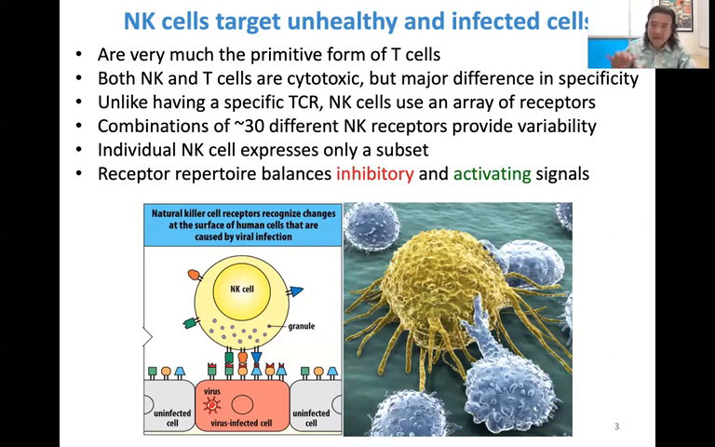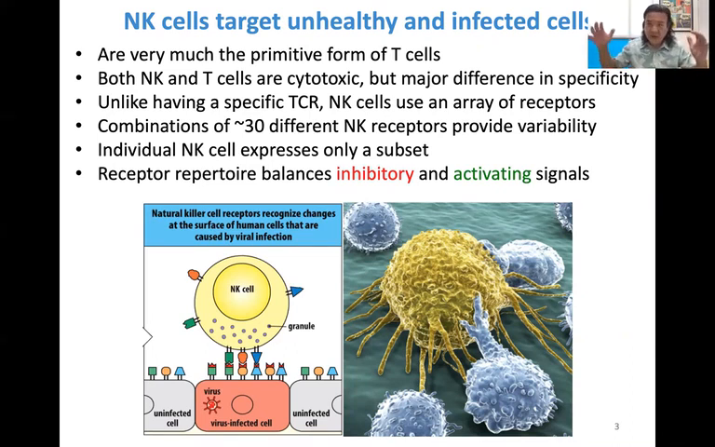So unlike those T cells, natural killer cells don't have any real specific unique receptors on their surface. They use an array of different types of receptors. There's a combination of about 30 different types of NK receptors. Each one is good at binding to a different general type of molecule that might signal that there's something wrong with the target cell the NK cell is up against. An individual NK cell will have only a subset of these 30 different types of NK receptors.